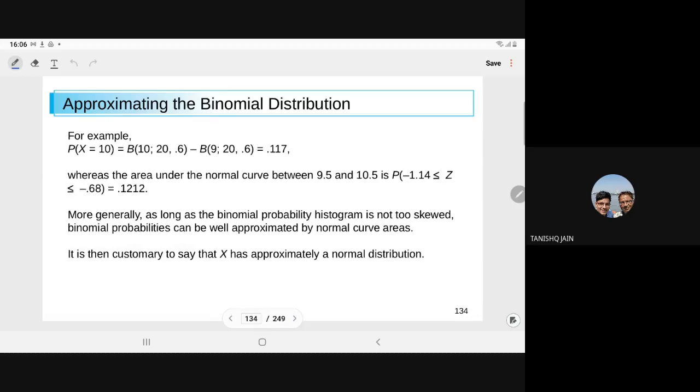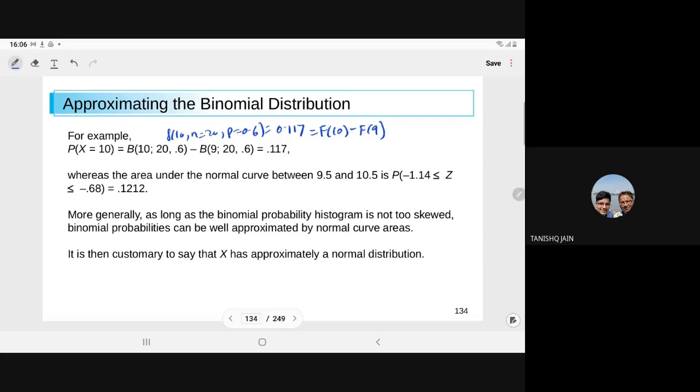For the current example, if you have to compute the probability of X equal to 10, from the table for n equal to 20 and p equal to 0.6, it is F(10) minus F(9). Its value will come to 0.117.